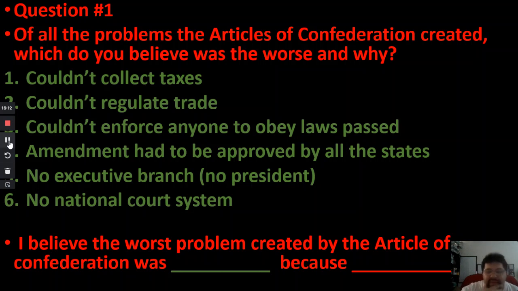The writing prompt is on the bottom to help you out. I believe the worst problem created by the Confederation was, and write down which one it was. Don't just put one or four. No, write it out. For example, amendments couldn't be approved by the states, or couldn't regulate trade. Don't just put the number, and explain why. Why do you feel that way? Once you've answered this question, you're done for this lesson.